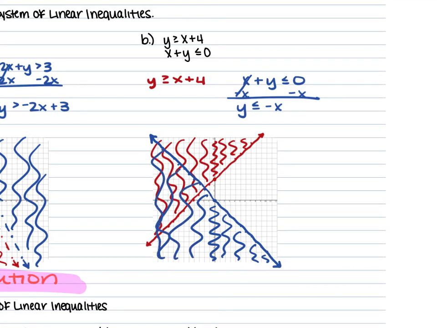And then check where these two shadings overlap. The area where these two shadings overlap is this area only. So I'm going to darken or highlight over this area to indicate that's where my answers are.